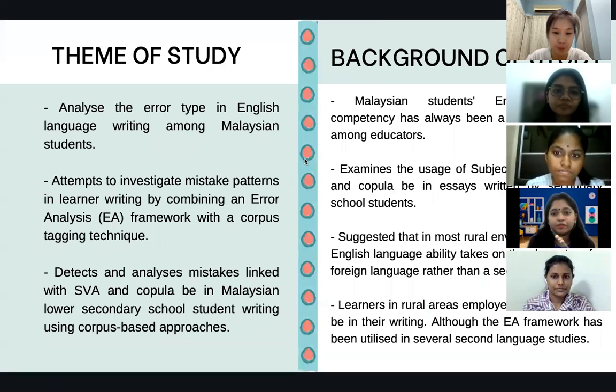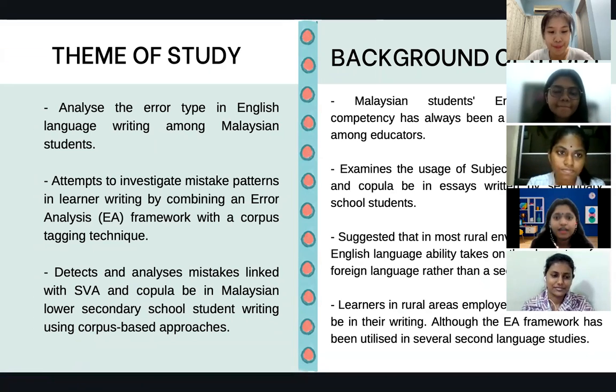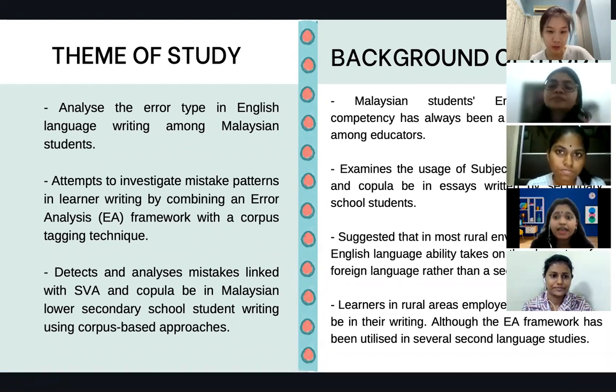Hi, sir. Today I'm going to explain the theme of the study. The theme of the study is grammatical dimension. In this research paper, the theme is to analyze the error types in English language writing among Malaysian students. The research paper attempts to investigate mistaken patterns in learners' writing by combining an error analysis EA framework with the corpus tagging technique. The study detects and analyzes mistakes linked with the SVA and Copula BE in Malaysian lower secondary school students' writing using a corpus-based approach.